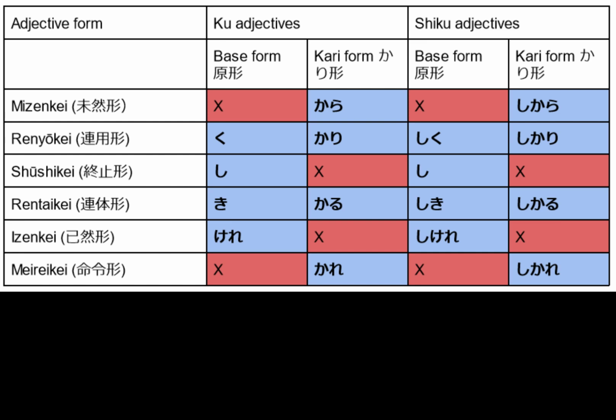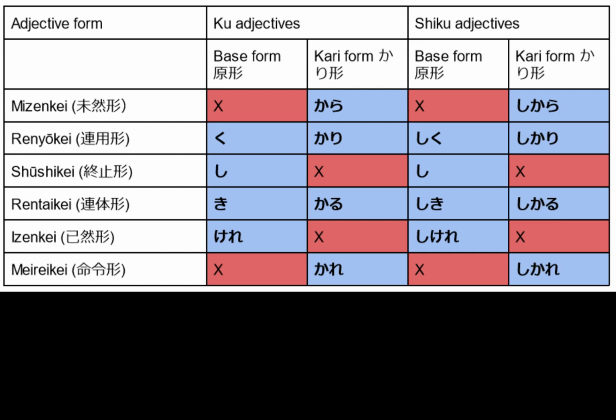So, the reason they are called shiku and ku adjectives is because of the ren-yo-kei form. Notice how the ren-yo-kei form for ku adjectives is just ku, and for shiku adjectives it is shiku. This is where the naming convention comes from. If you look at the colours, notice how everything in blue is exactly the same between the two adjectives. Shiku adjectives conjugate exactly the same as ku adjectives. They just have shi put at the front of them.